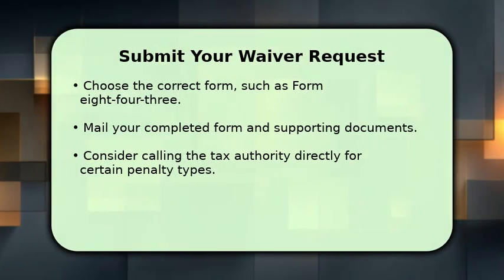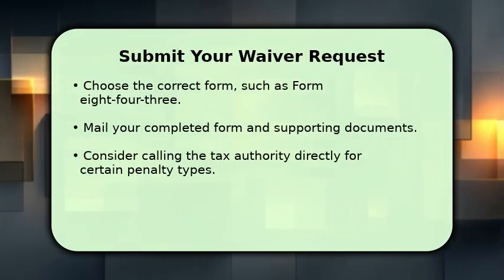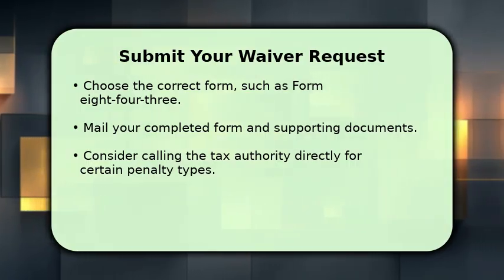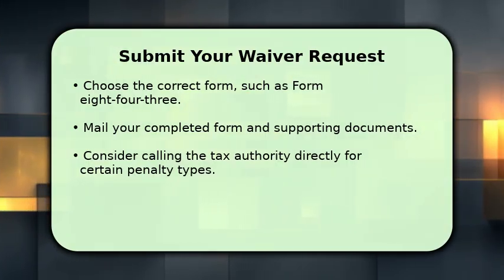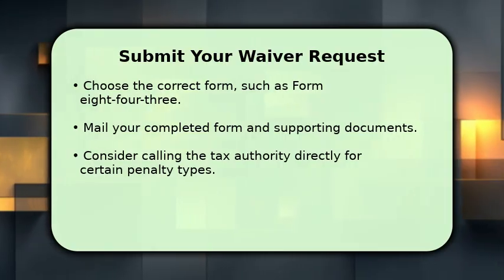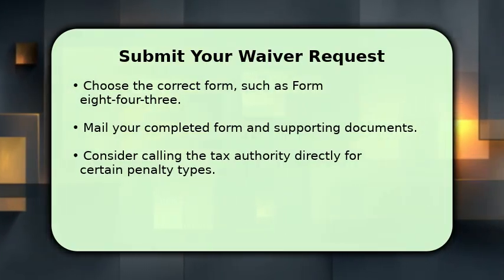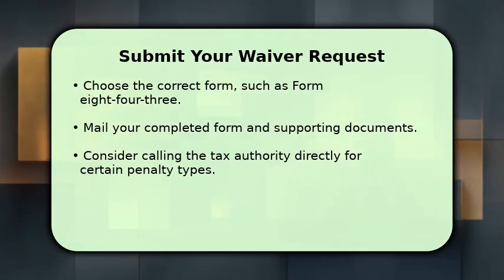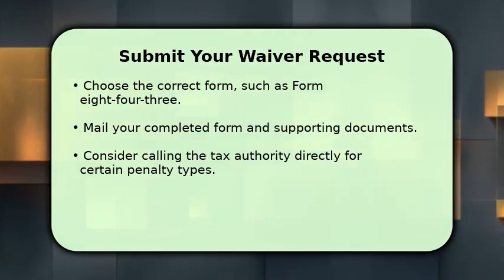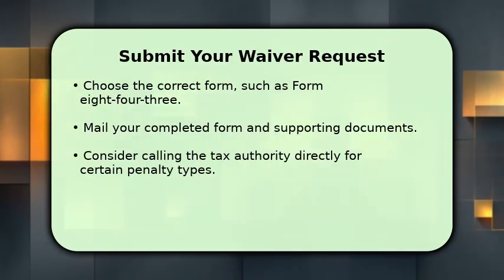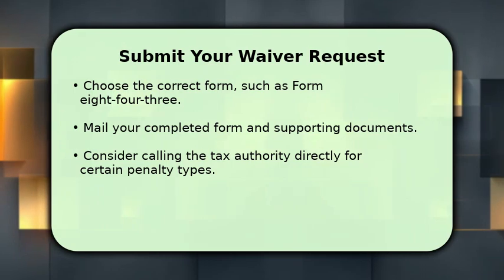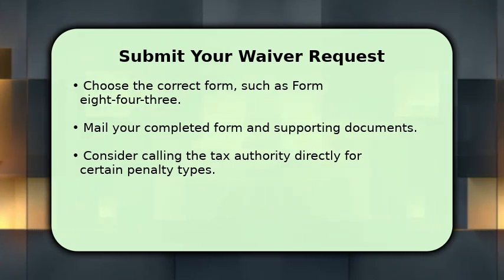With your documentation ready, it's time to submit your request. Often, you'll use a specific form, like Form 843, which is the claim for refund and request for abatement. Ensure all sections are accurately completed. Mail your form along with all supporting documents to the address provided in the instructions. For some penalty types, a direct phone call to the tax authority might also be an option.